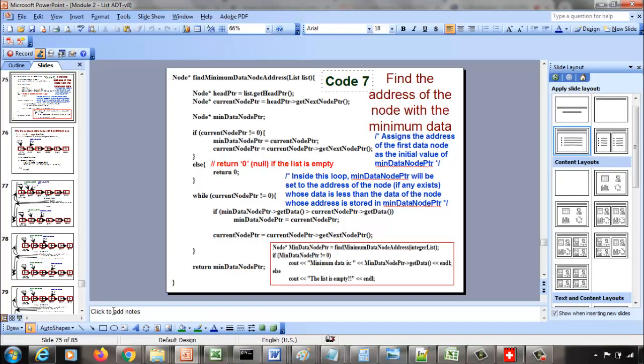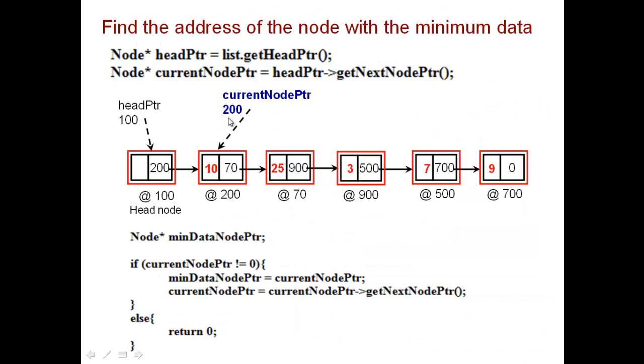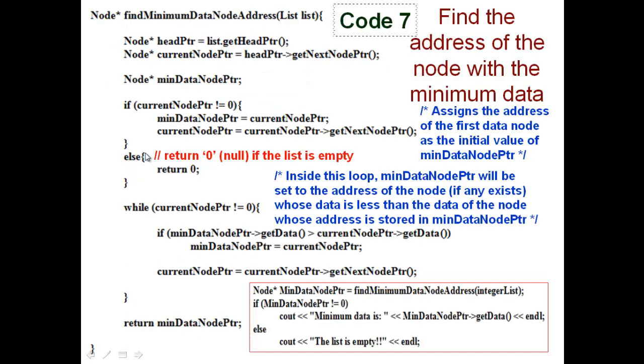Alright, so let us see now the code for this. The head pointer stores the address of the head node in the list. And then you can get the address of the next data node by calling get next node pointer on the head pointer. So the current node pointer is going to store that address, let's say 200, the head pointer is say 100, and so what we need to check.